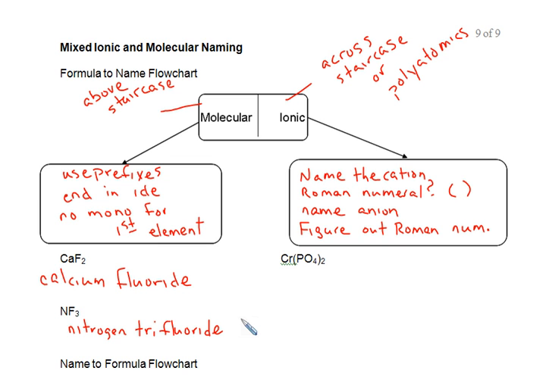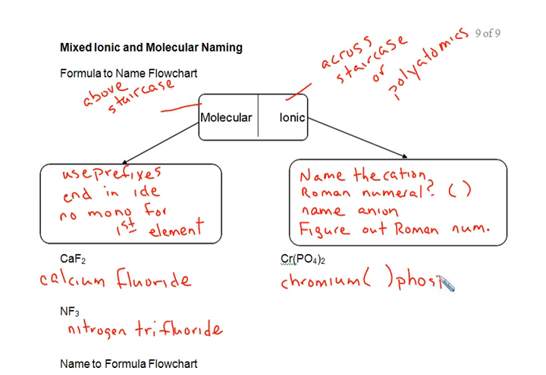All right, last one, Cr(PO4)2. We have a polyatomic, which means it's going to be ionic. Cr is chromium. It's a transition metal. I don't know its charge, so I need those parentheses. And then PO4 is phosphate.